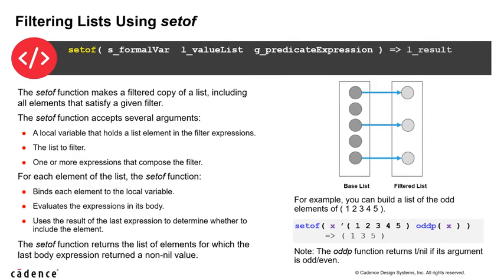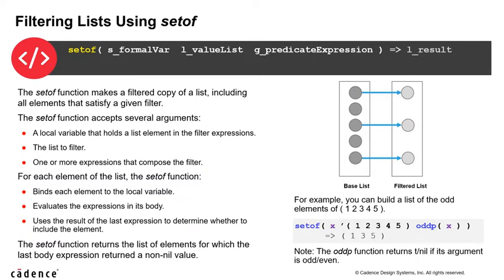So we'll look in a little more detail here at what the setof function actually accepts as input and actually does. So it accepts a local variable that holds a list element in the filter expressions, then the list to filter, and then one or more expressions that compose that filter.